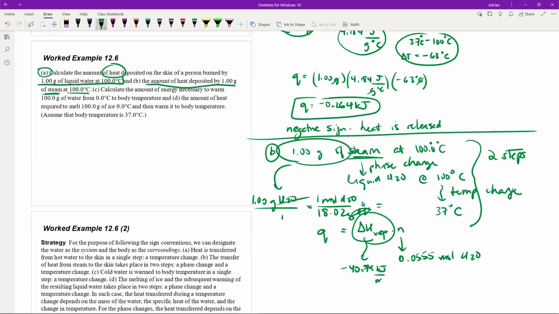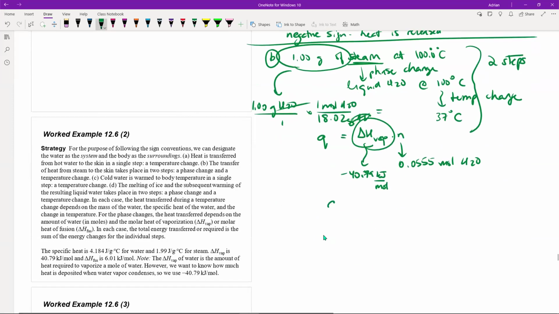kilojoules per mole. Okay, so we substitute both of those values, and we get the heat released due to the phase change. So we have negative 40.79 kilojoules per mole times 0.0555. Moles go away, and this ends up being negative 2.26 kilojoules. This is the heat released here due to the phase change.